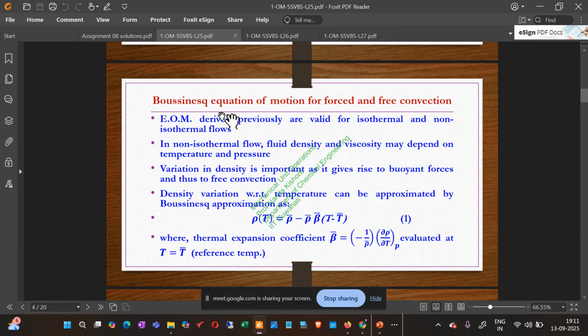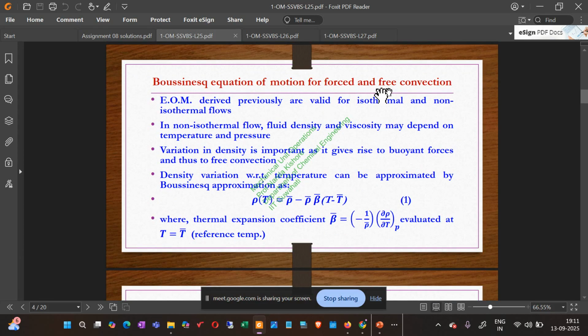So if you see this Boussinesq equation of motion for forced and free convection, the equation of motion that has been derived previously is valid for the isothermal case. Okay, so for a non-isothermal process you have to rectify it, right? And that rectification is the inclusion of this particular dependency of density on temperature, right? How the classical Navier-Stokes equation that we have will change when you have density as a function of temperature has been explained over here, right?